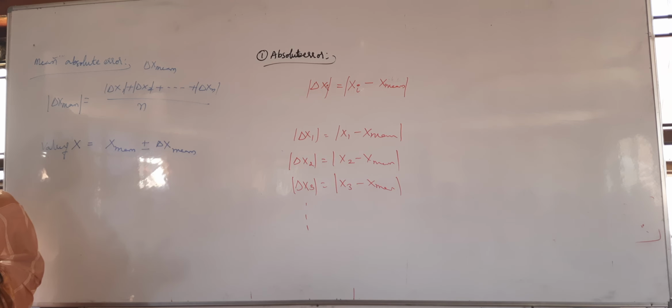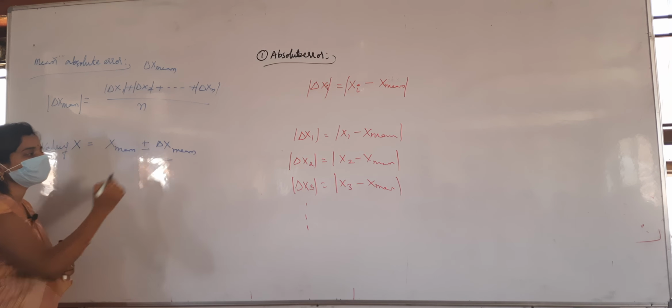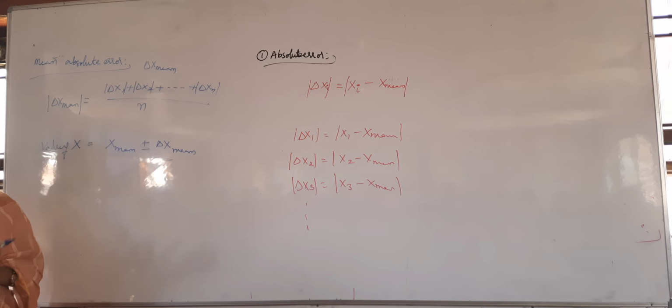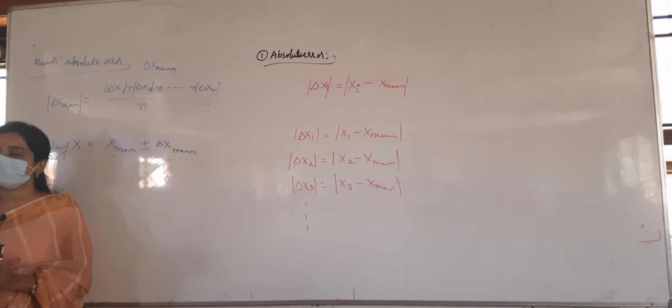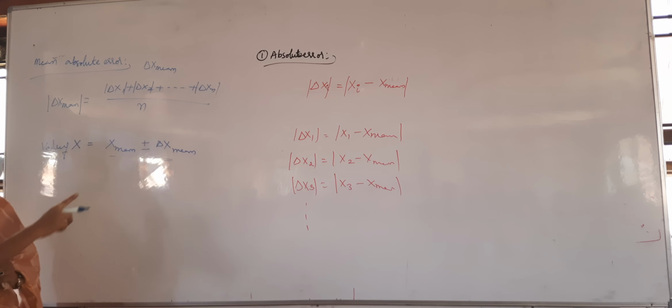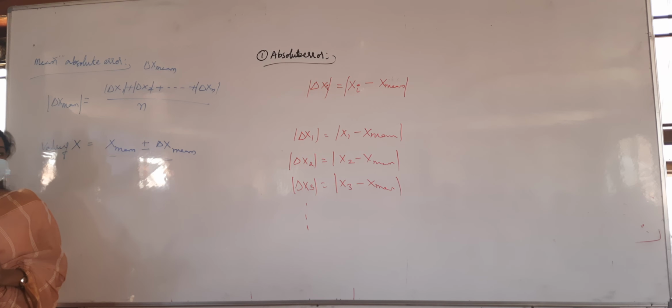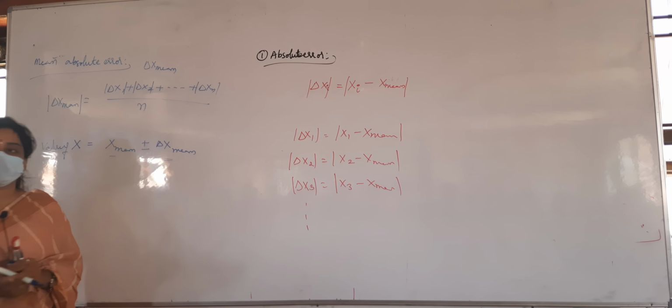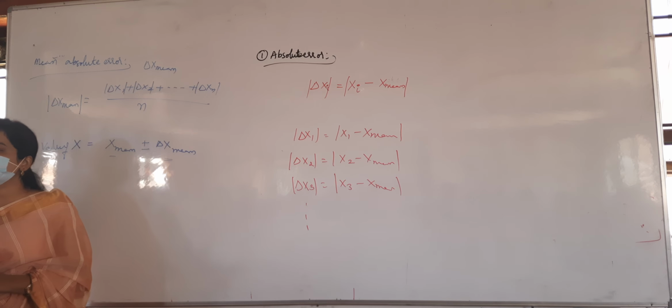You might be seeing a plus or minus delta a, b plus or minus delta b, like that. So what does this plus or minus indicate? Nothing but the mean absolute error. This x mean is nothing but the mean value of all the measurements. I am not talking about only one value here, but the number of times I have done the experiment. So the mean value of that experiment is x mean, and delta x mean is the mean absolute error.